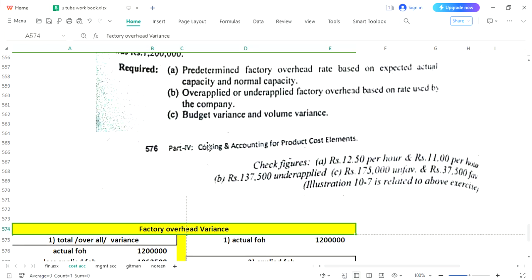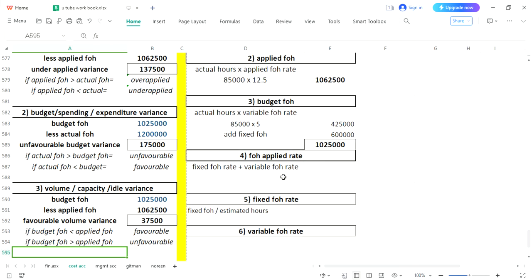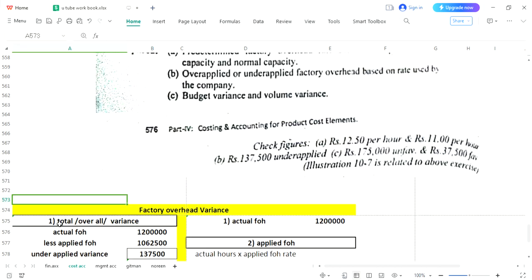We were asked in C part. So second part of C is volume variance and second part of C is 37,500 favorable. So what we have calculated, 37,500, and we have mentioned it favorable. In this way, whole of question has been completed.